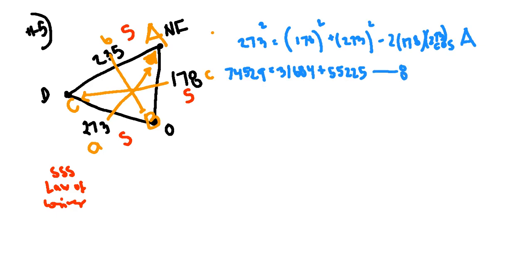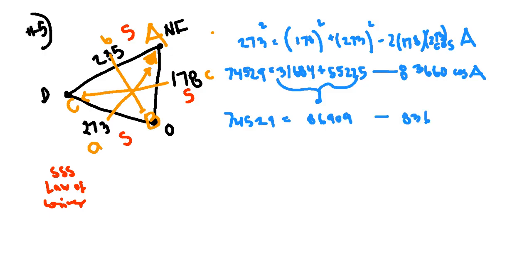Remember this, so we're going to have to do the inverse. But we've got a lot of algebra to take care of first. Next, I need to add these two together. So 74,529 equals 86,909 minus 83,660 cosine of A.